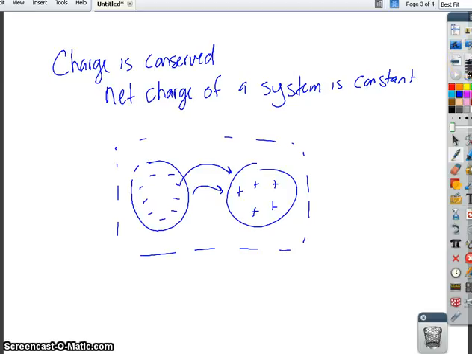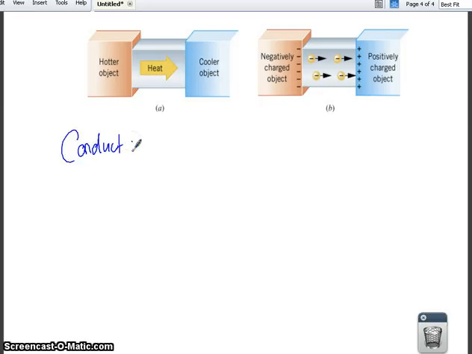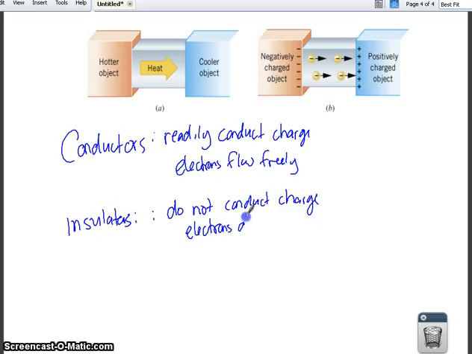Our last thing for this video is the idea of conductors and insulators. Conductors readily conduct charge, or in other words, electrons flow freely. And insulators are the exact opposite. Insulators do not conduct charge, or they have difficulty conducting charge, and so electrons do not flow very freely.